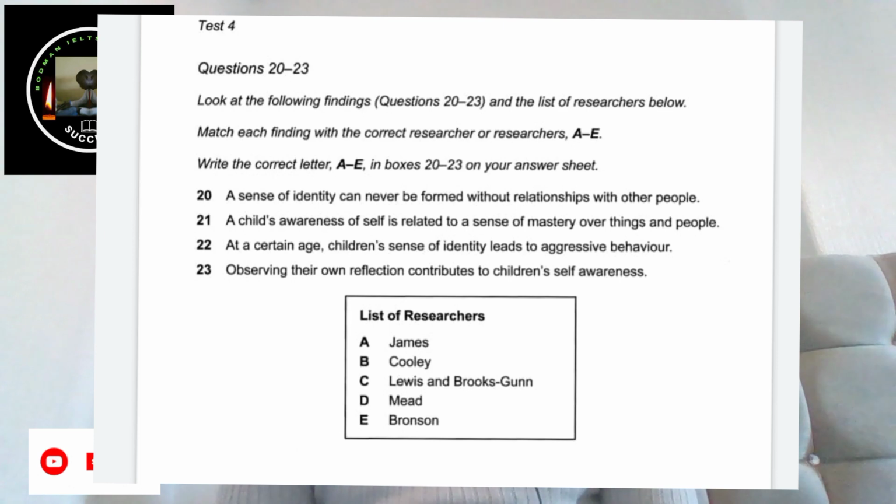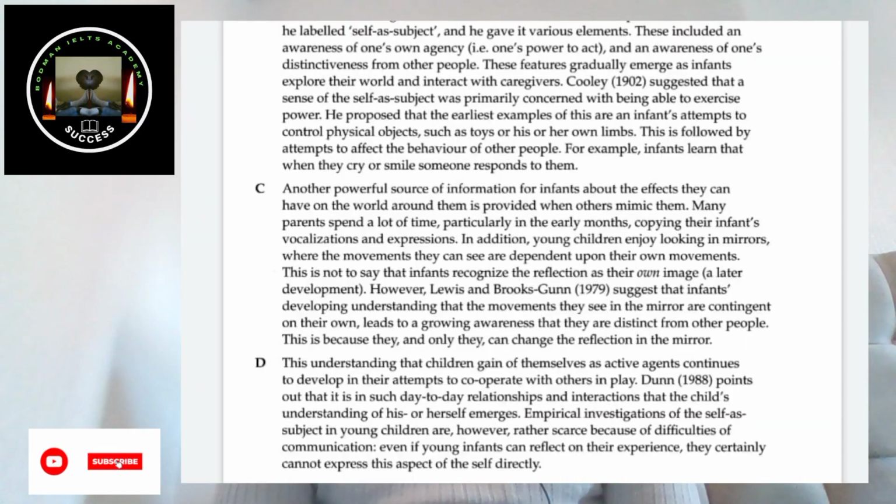Lewis and Brooks-Gunn. So you will skim from where you picked the answer, from where you stopped reading about Cooley. That is when you now skim to look for that name, Lewis and Brooks-Gunn. If you skim the passage to look for Lewis and Brooks-Gunn, you will discover that it is in paragraph C. I can see it in paragraph C.